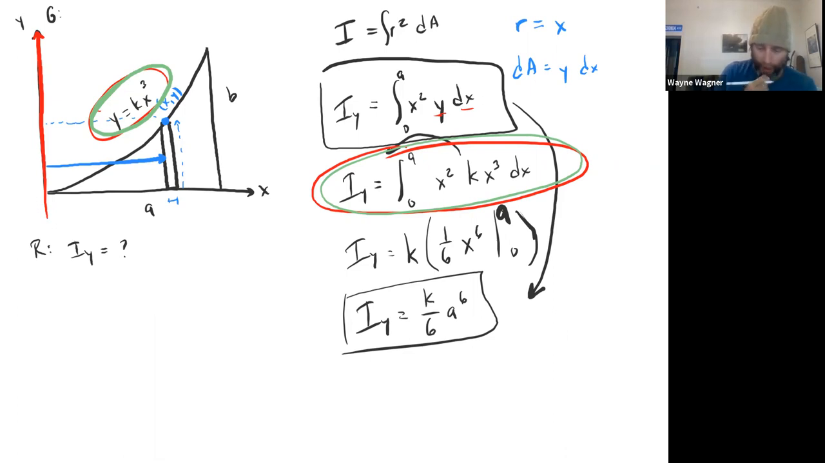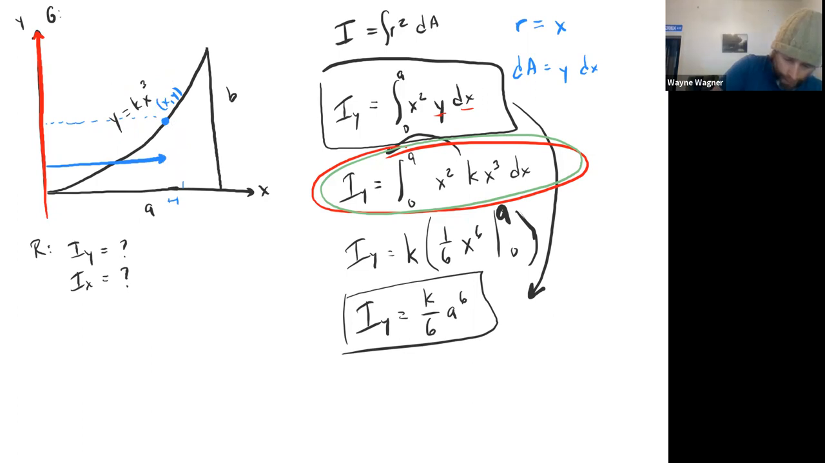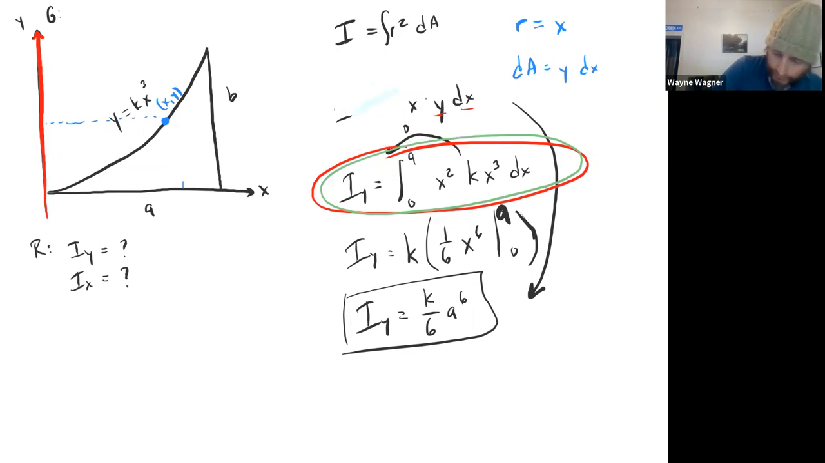Anyway, this particular problem didn't ask for this, but let's go ahead and get Ix equals question mark. This is going to be a little bit harder than the Iy. I'm going to erase some of this stuff because this will be different. Okay, so let's get rid of all this. Oh, any questions? Sorry. Please interrupt me.